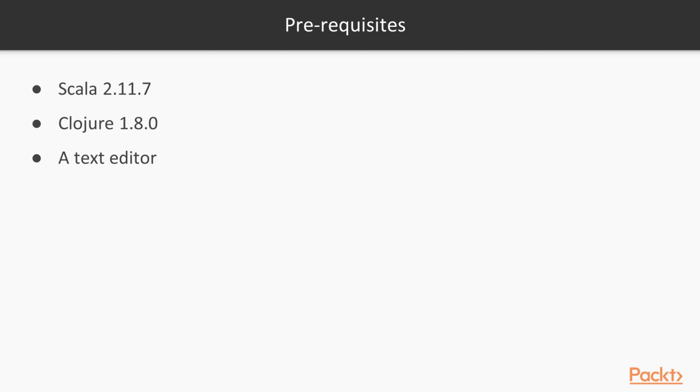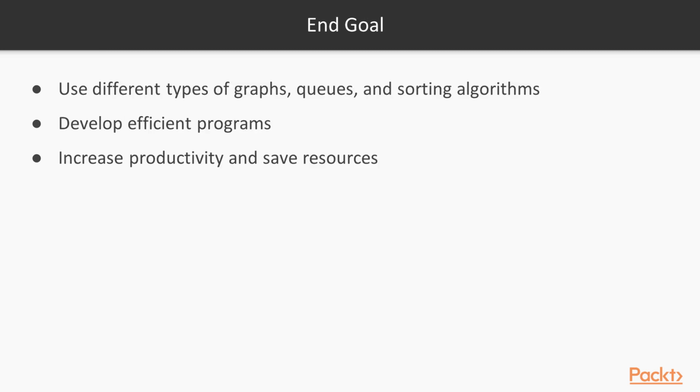You're expected to have a basic knowledge of object-oriented programming, and some basics of data structures, like arrays, pointers, lists, etc. By the end of this course, you'll be able to use different types of graphs, queues, and sorting algorithms to develop efficient programs, which will ensure increase in productivity and save resources.